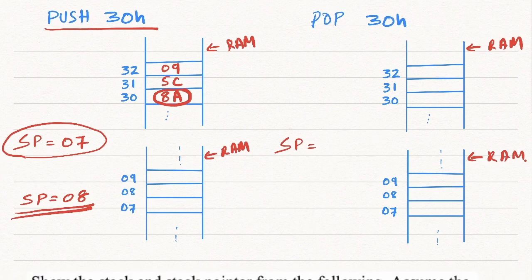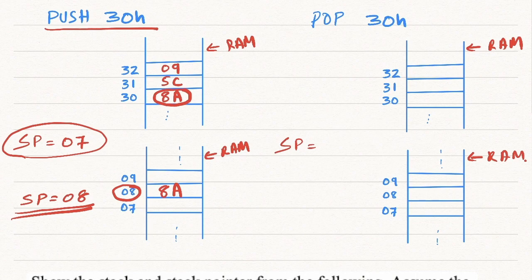So 08 is this memory, and to that location this 8A will be pushed, or it will be temporarily stored. Now, as we've seen, this push operation is preceded by the increment of the stack pointer, or it is pre-incrementing of the stack pointer.